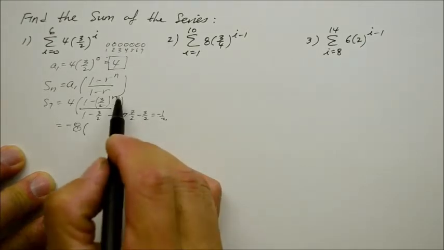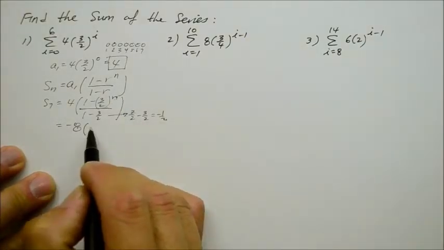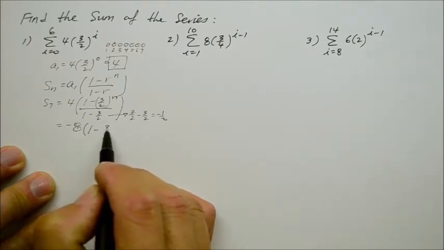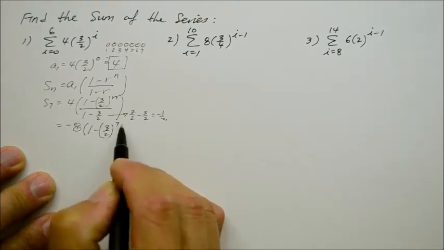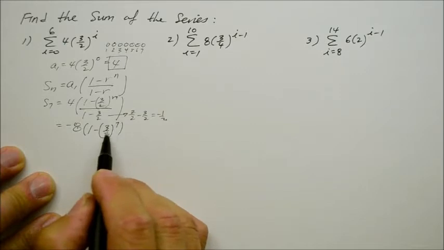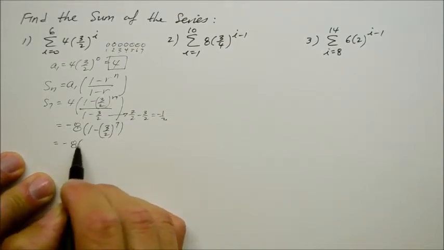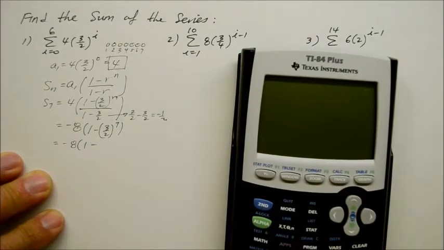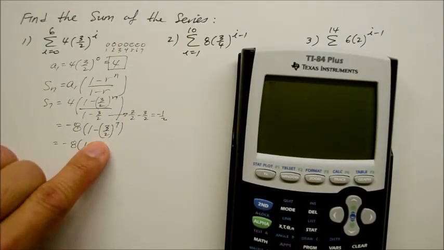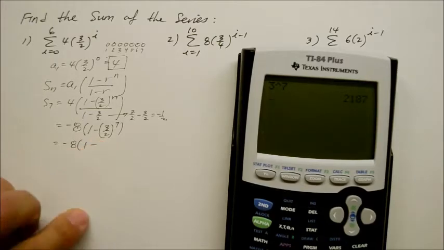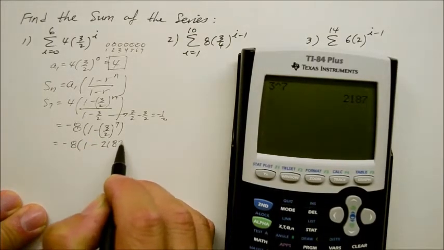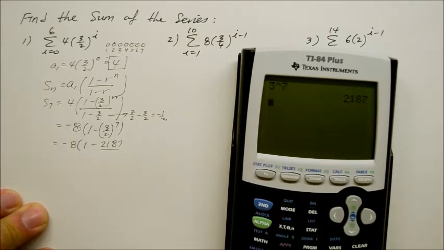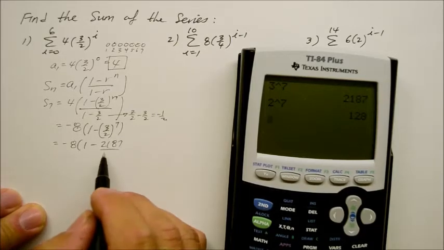And we know that there's a total of 7 terms in the series. So we're going to go 1 minus 3 over 2 raised to the 7th power. Let's go and evaluate that exponent. So we have negative 8 times 1 minus. We use our calculator: 3 raised to the 7th power is 2187, over 2 raised to the 7th power, that's going to give us 128.